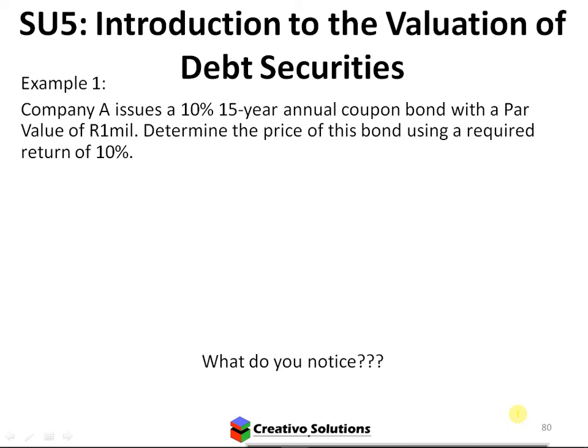Okay, so what's the price? If you know your theory, you can actually give me the answer already. So it's 1 million. Why? Because the coupon is 10% of the 1 million. Yes. And your return is 10%. Correct. So that's $1 million. All right.